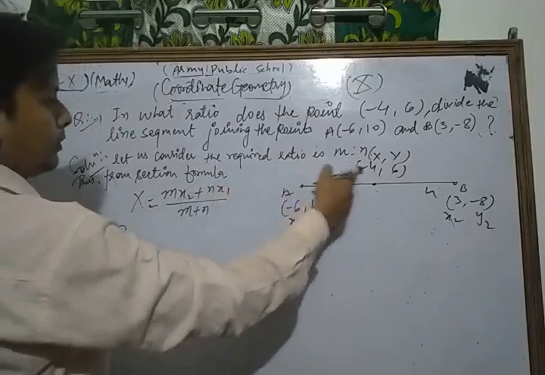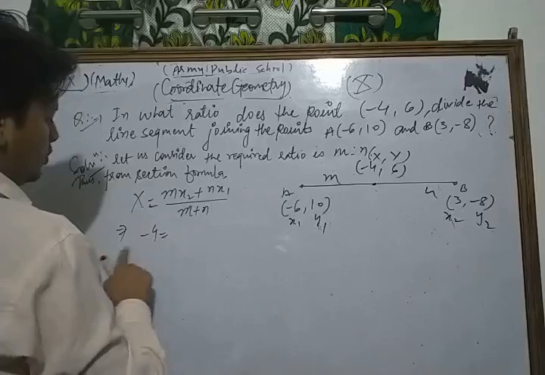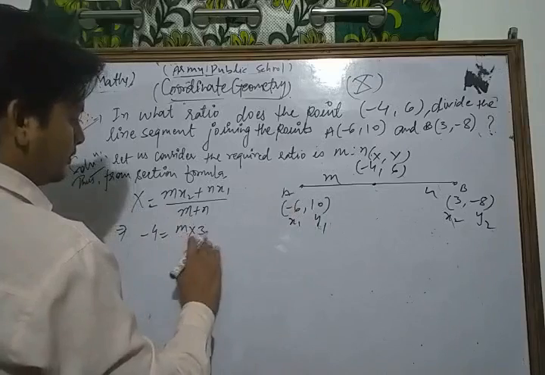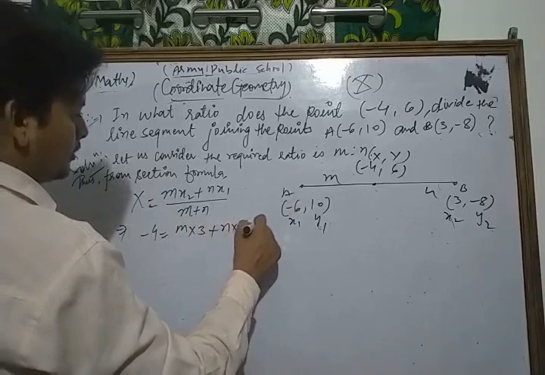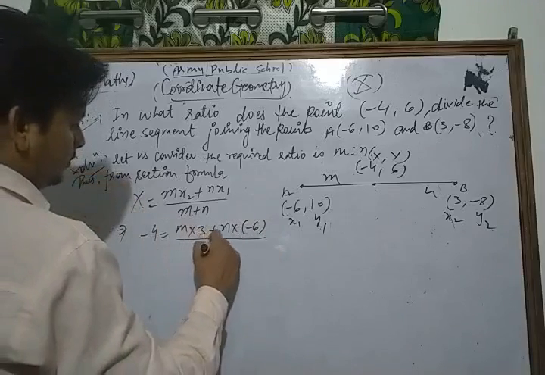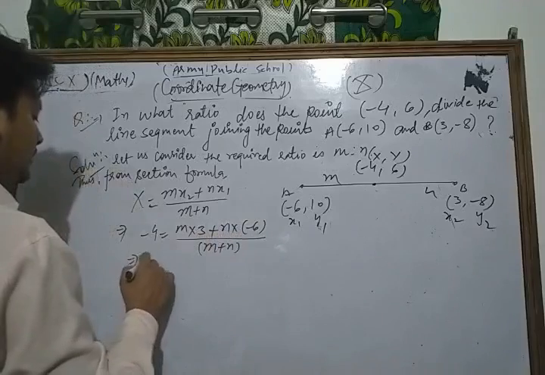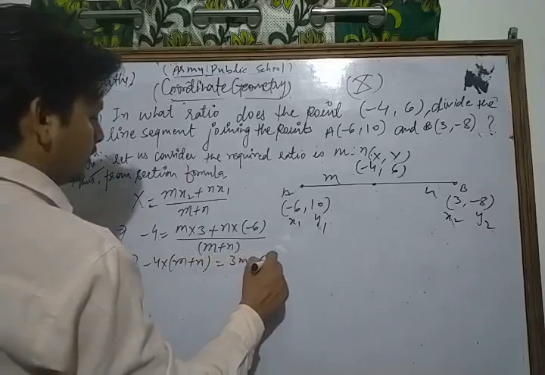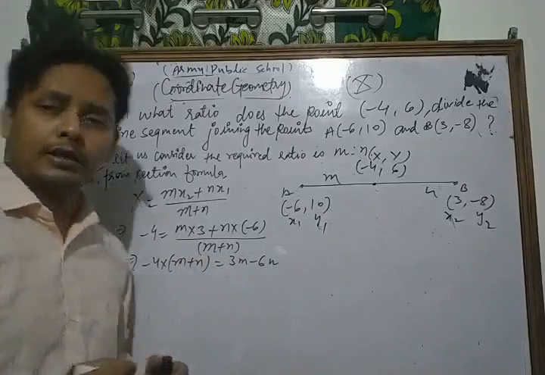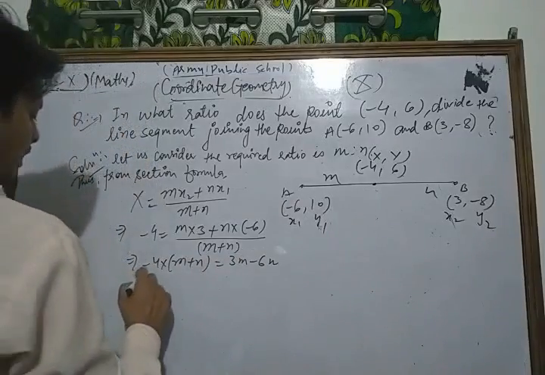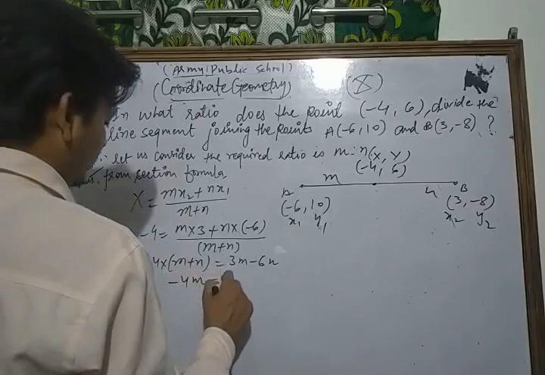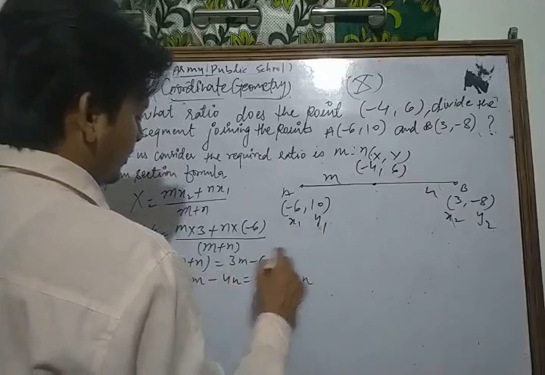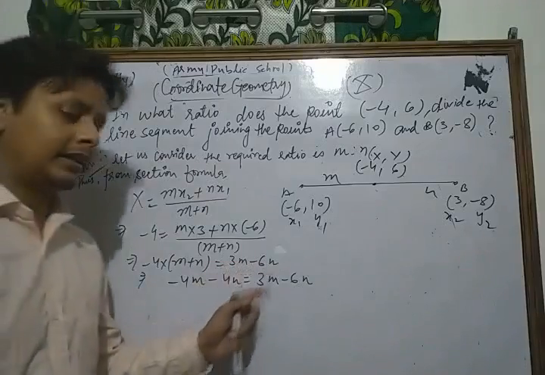Now we put the value of capital X as minus 4 is equal to m, as it is, x2 is 3, plus n into x1 is minus 6, upon m plus n. Now we do the cross multiplication. So minus 4 into (m + n) is equal to 3m minus 6n. Okay, now we get minus 4m minus 4n is equal to 3m minus 6n.